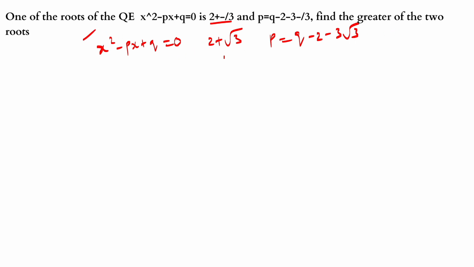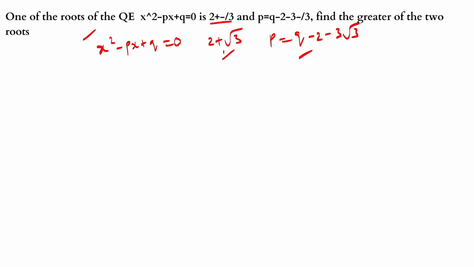Let's solve this. One of the roots of the quadratic equation x square minus px plus q equals 0 is 2 plus root 3, and here p is equal to q minus 2 minus 3 root 3. Find the greater of the two roots. So this is the quadratic equation, this is one of the roots, and the value of p is also given.